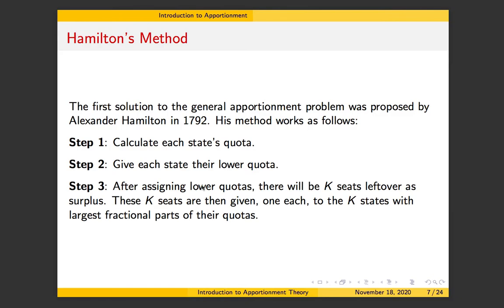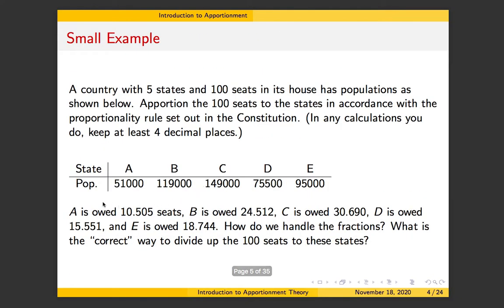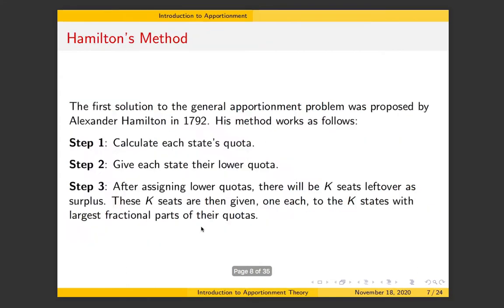quota. So he says, look, in this example here, well, if A's quota is 10.505, shouldn't A get 10 seats at the very least? We're not going to give A 9 seats. That wouldn't be fair. Shouldn't B get 24 seats at the very least? And so on, right? So he says, look, lock in the 10, the 24, the 30, the 15, the 18. After you've done that, though, there are leftover seats. So what do you do with the leftover seats?